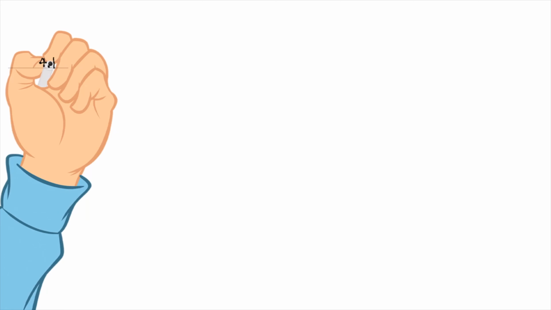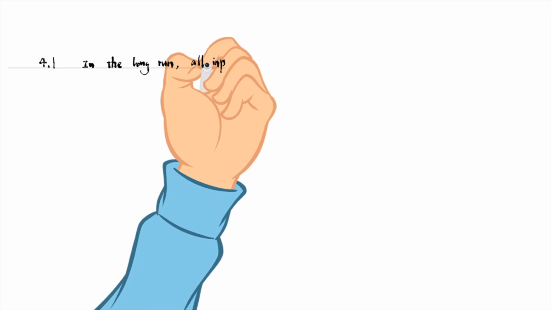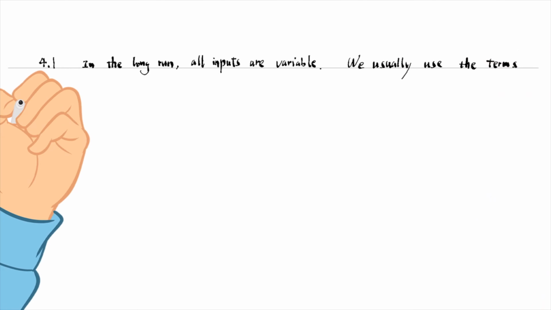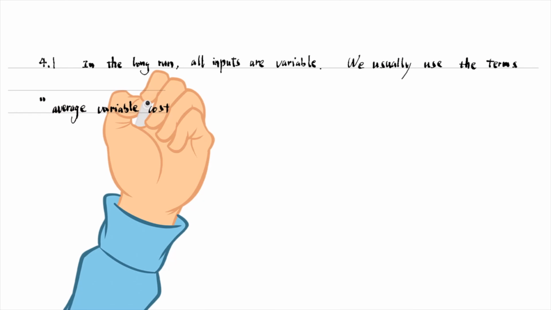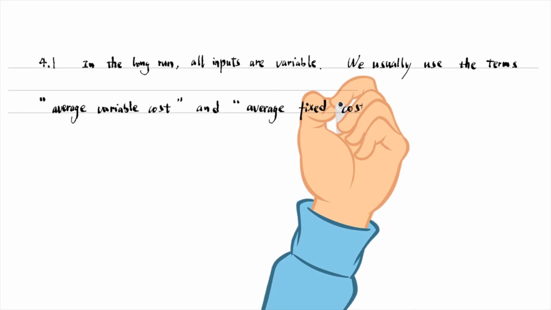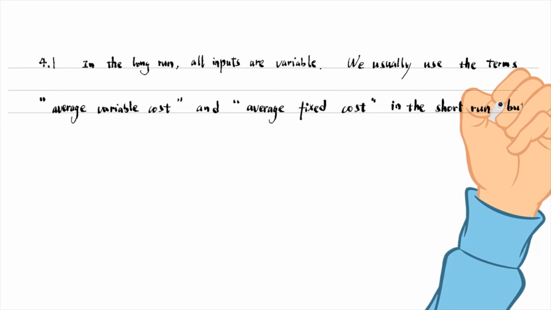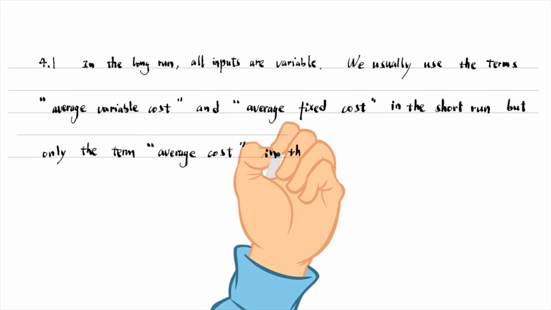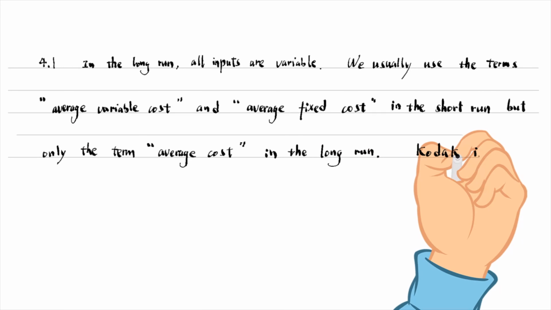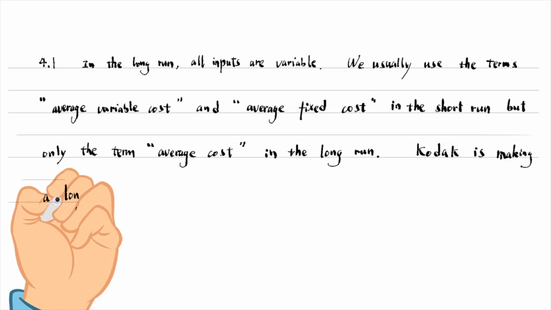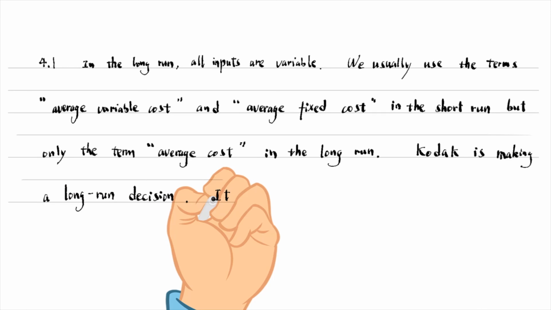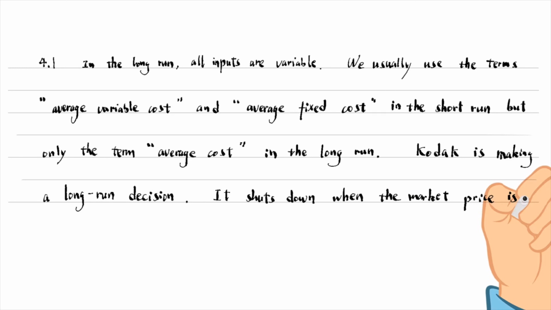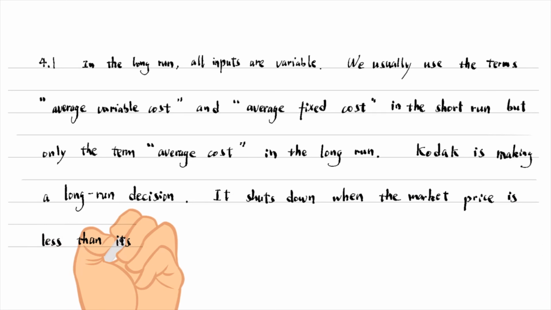In the long run, all inputs are variable. We usually use the terms average variable cost and average fixed cost in the short run, but only the term average cost in the long run. Kodak is making a long-run decision. It shuts down when the market price is less than its average cost at its optimal output.